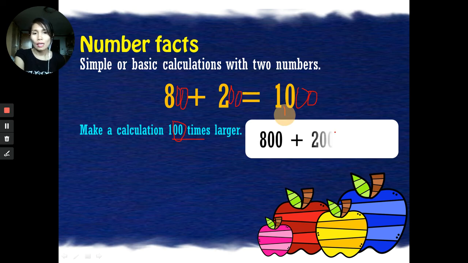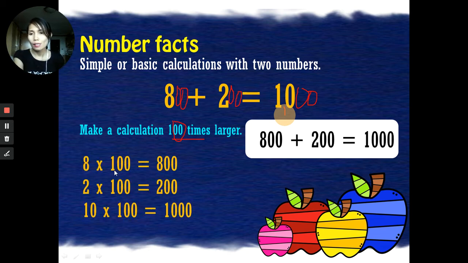Let's see if our answer is correct. 800 plus 200 equals 1,000. Is it correct? Let's check. 8 times 100 is 800. Correct. 2 times 100 is 200. Correct. 10 times 100 is 1,000. Correct. So we got it right.